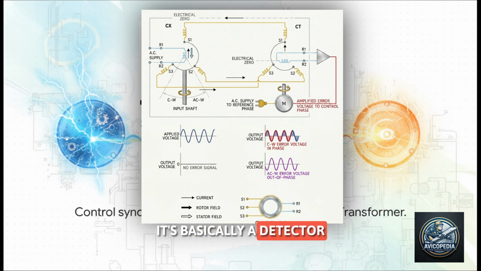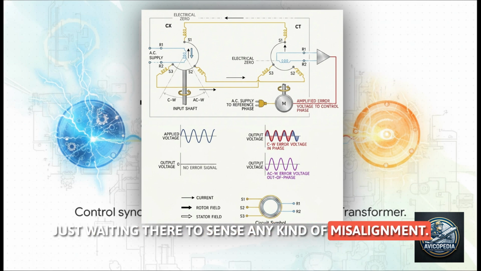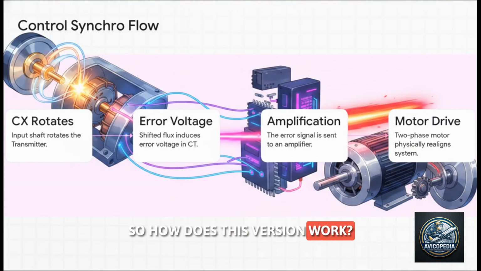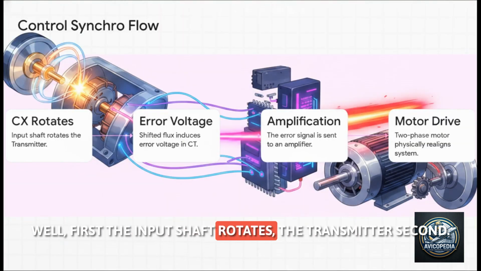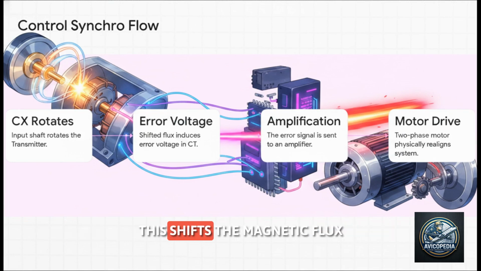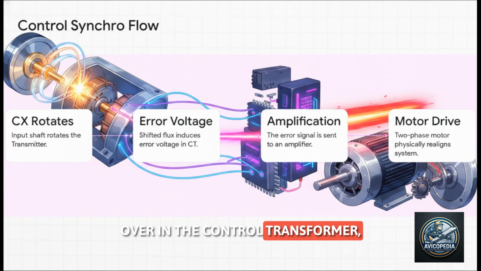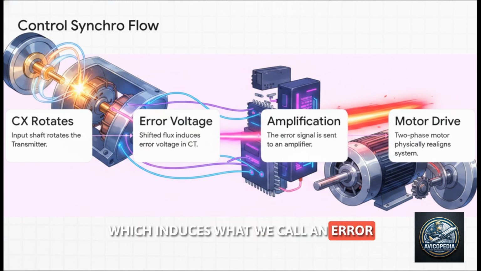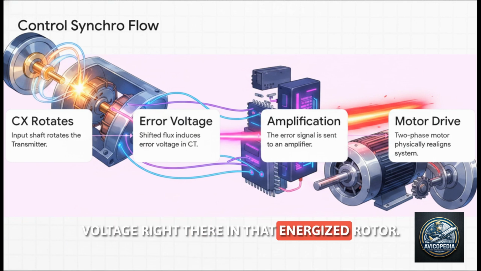It's basically a detector, just waiting there to sense any kind of misalignment. So how does this version work? Well, first, the input shaft rotates the transmitter. Second, this shifts the magnetic flux over in the control transformer, which induces what we call an error voltage, right there in that unenergized rotor.